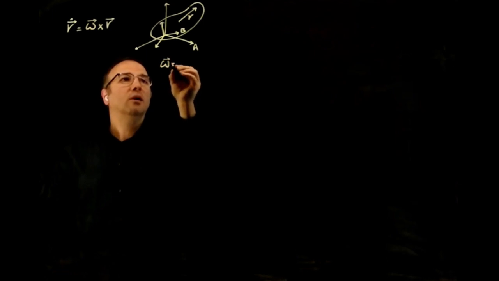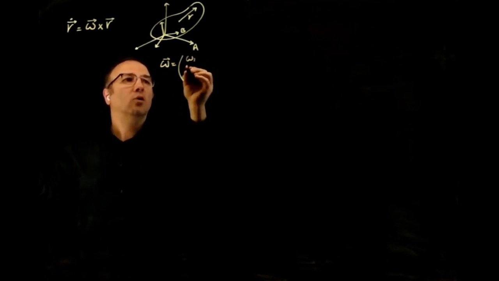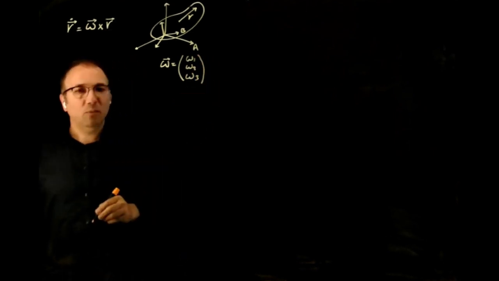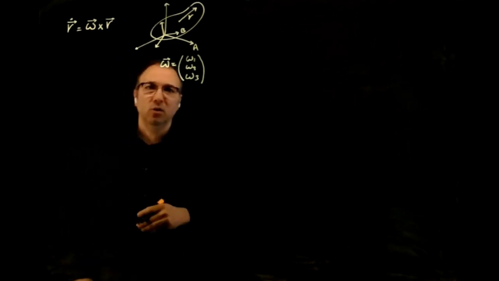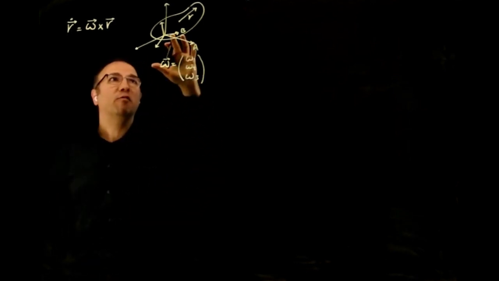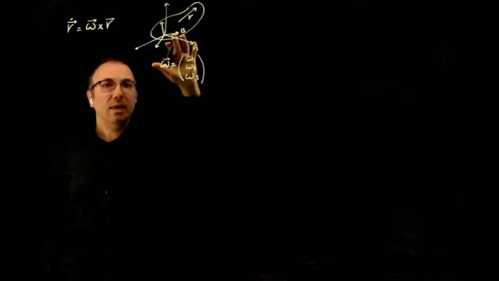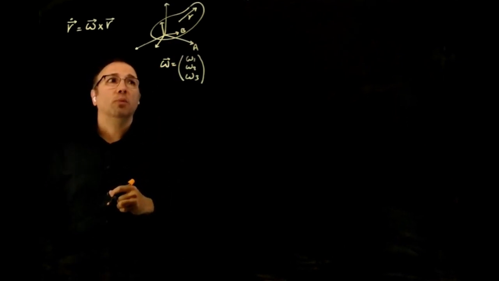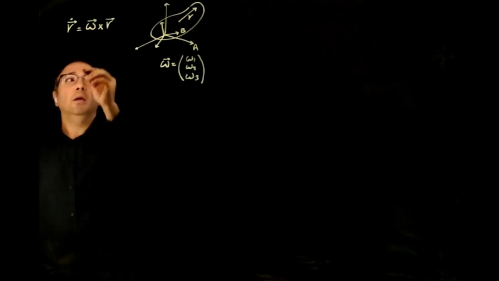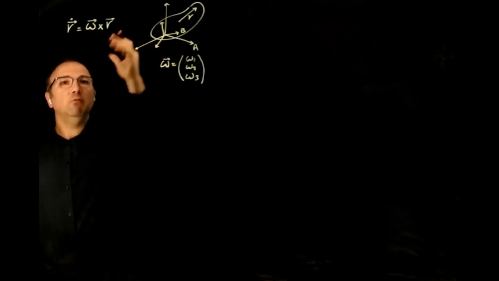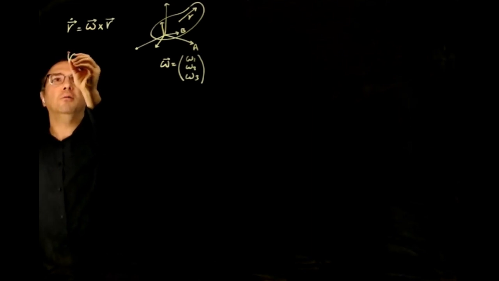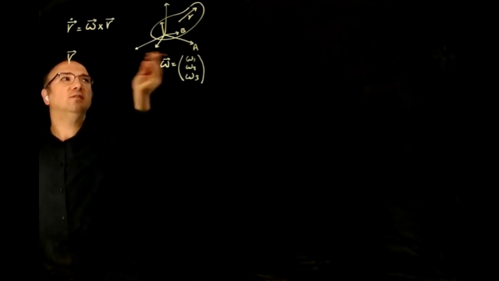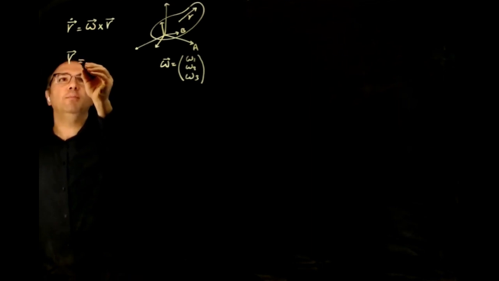Let's say omega equals omega 1, omega 2, omega 3. It is a vector that describes the angular velocity of the rigid body. In other words, the angular velocity of the coordinate system B with respect to A. So we know that ultimately, when we measure R at coordinate system A, it would be some rotation matrix.